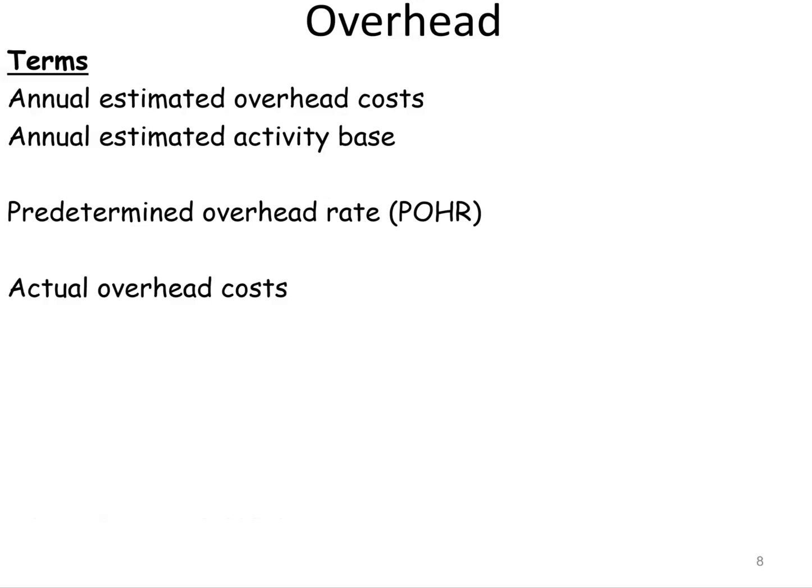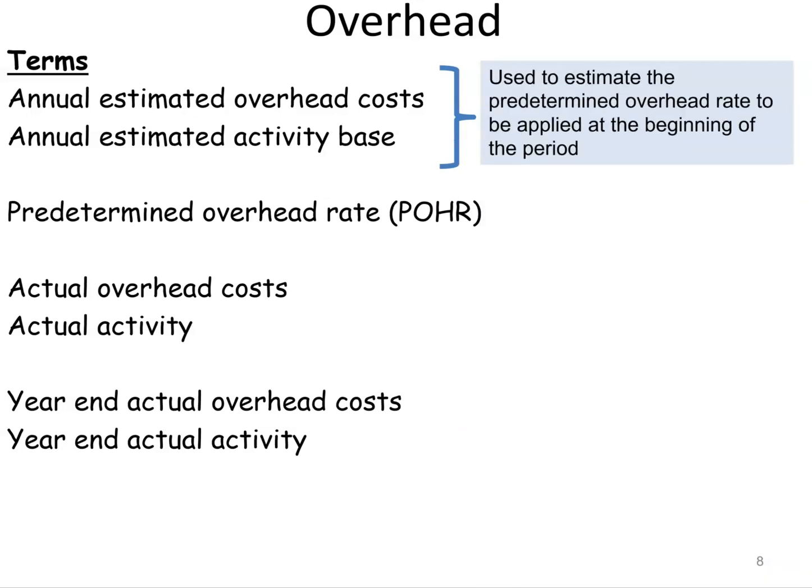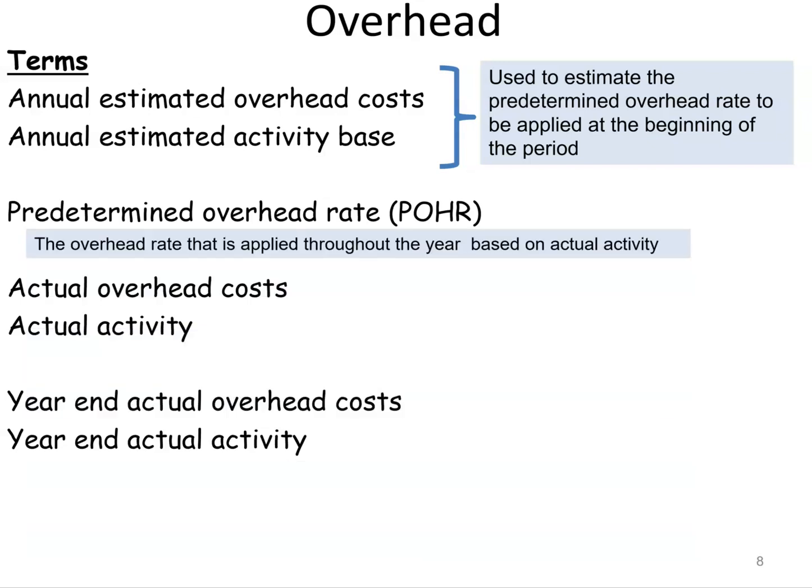And then, of course, we have the actual overhead costs that collect in the overhead account. And then we have the actual activity. And then at year end, we have the actual overhead costs and the actual overhead activity. Now, the estimated overhead costs and activity base are used to estimate what we call the predetermined overhead rate to be applied at the beginning of the period. The predetermined overhead rate is applied throughout the year based on actual activity.